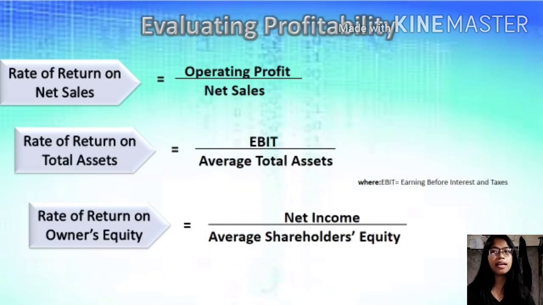Next is evaluating profitability, which shows in the rate of return on net sales, which measures how effectively a company turns sales into profits. Next is the rate of return on total assets, which shows how effectively a company uses its assets to generate earnings. And the rate of return on owner's equity measures how effectively management is using the company's assets to create profits.